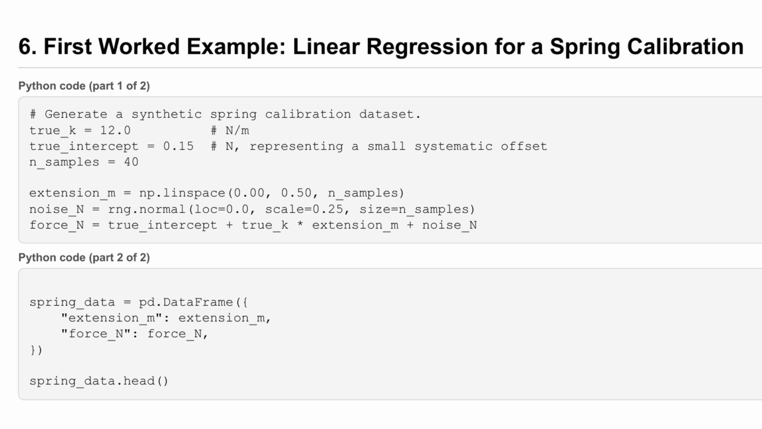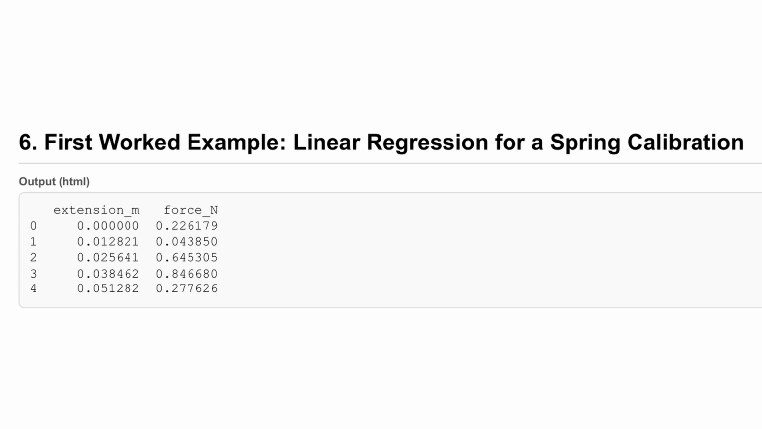We define a true spring constant of 12 newtons per meter and add a small systematic offset. We then create 40 sample points for extension and calculate the corresponding force, adding random Gaussian noise to simulate experimental error. Our synthetic data is stored in a Pandas data frame. Looking at the first few rows, we can see the feature column for extension in meters and our target column containing the noisy force measurements in newtons.